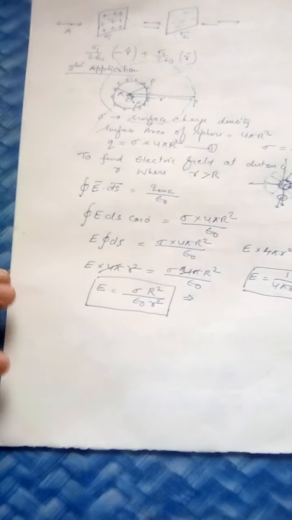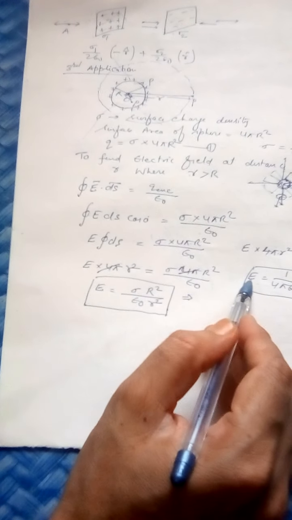So an important result we are getting from this: the electric field at distance r, meaning from the center, the distance of the Gaussian surface is r. So the electric field is 1 by 4 pi epsilon naught q by r square. Means if the whole charge q which is distributed on the surface is shifted to the center of the sphere, that will be considered as a point charge. You can see this is the formula for the electric field due to point charge q.